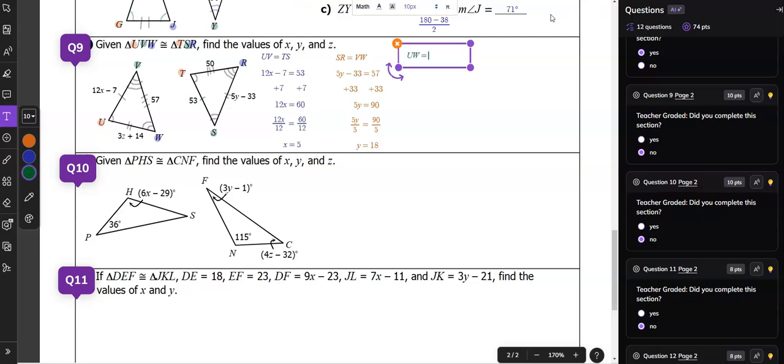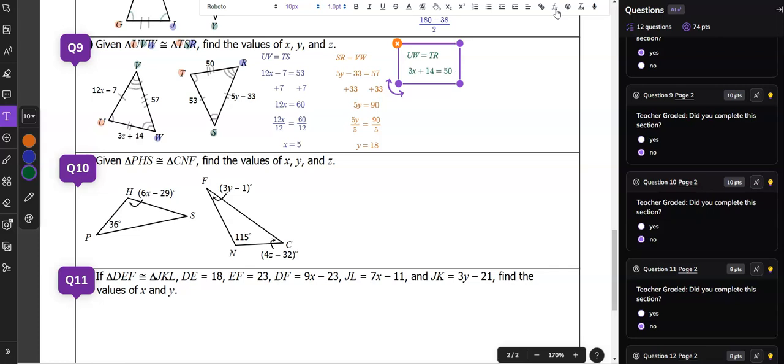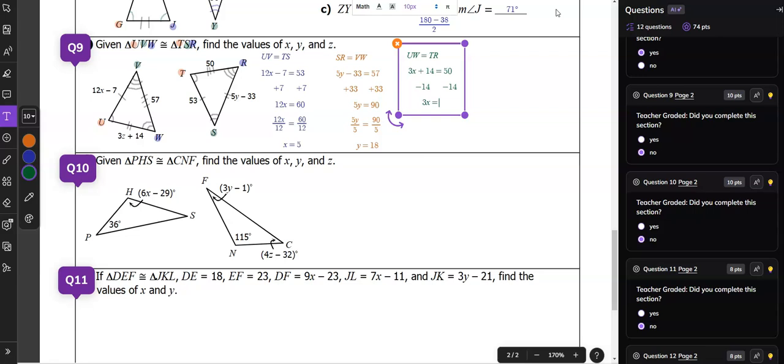And we know that UW is equal in length to TR, apologies. UW is 3z plus 14, and that's going to be equal to 50. Okay, now I'm going to subtract 14 from both sides, which is going to leave me with 3z is equal to 36. Divide both sides by 3.